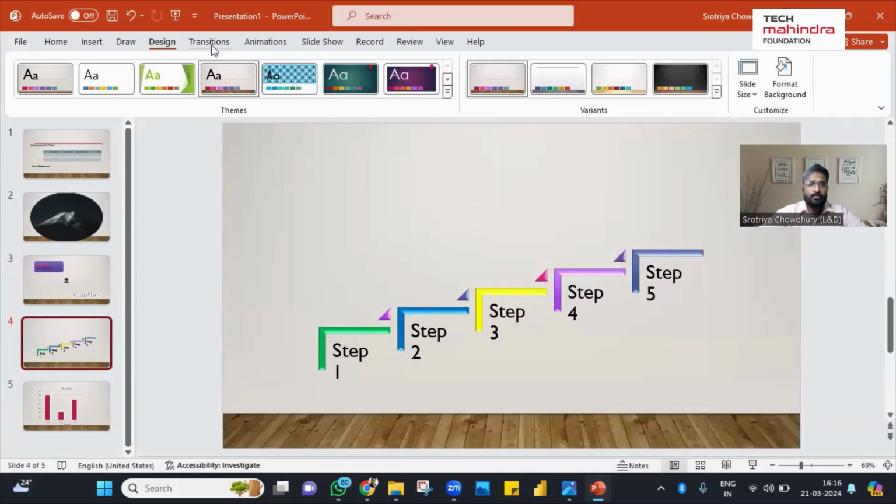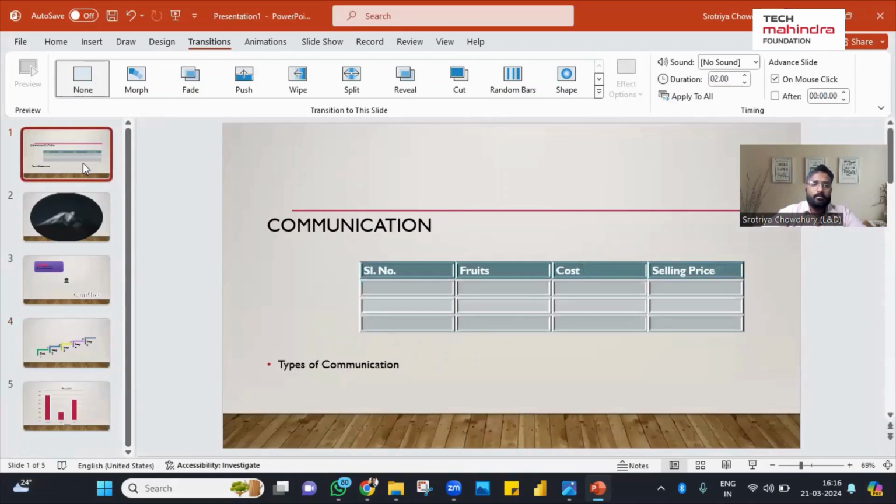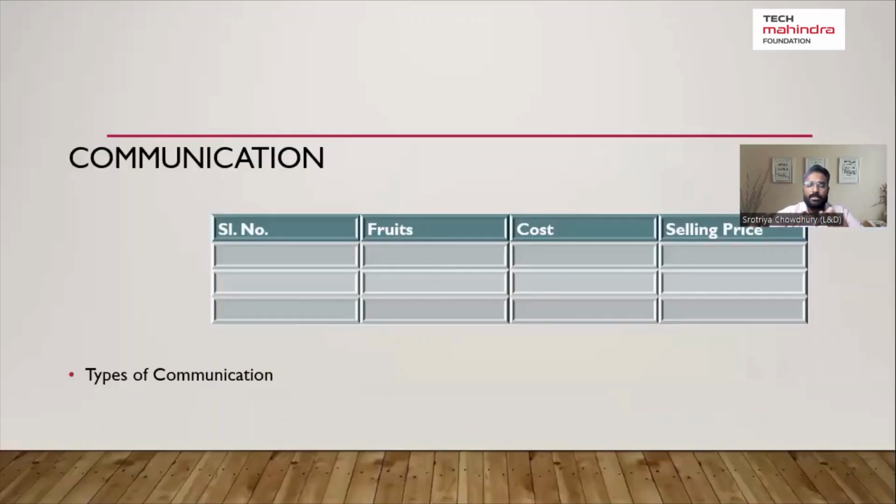So the next is transitions. In this transitions, what happens is this shows the transition that will happen between slides, right? When you go to slideshow. For example, currently, if I take you to slideshow, which I'll explain later how slideshow happens, but slideshow basically allows you to show your full screen to your audience.